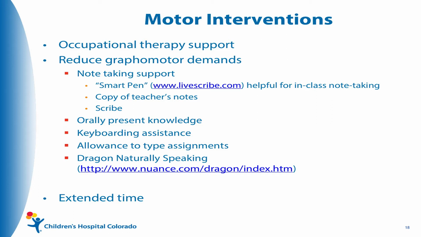We also talk about having a scribe, so as an individual progresses through school and goes into a college setting, or on standardized testing, advocating for someone who can write for them under timed conditions. And there are also a number of technology resources available for kiddos who might have some of those fine motor demands. One would be something like a smart pen that helps with in-class note-taking, and we'll talk about Dragon Naturally Speaking, which is a dictation software, which can help reduce the motor demands of having to write out an essay.